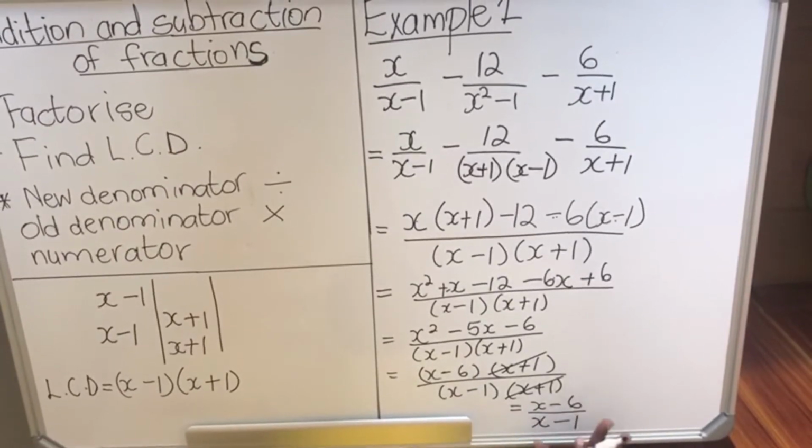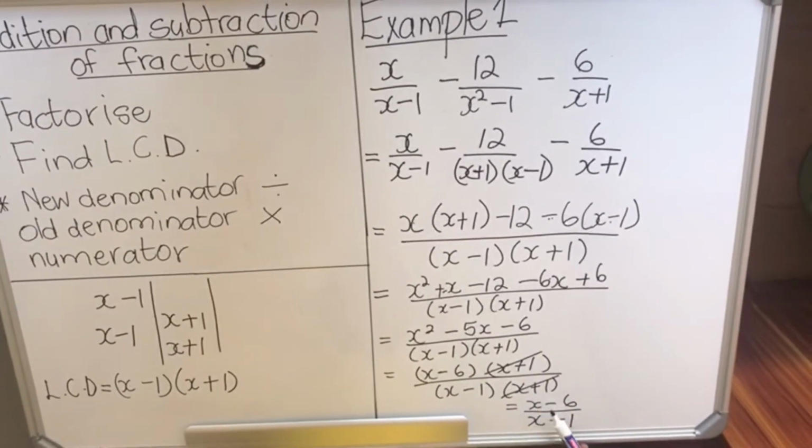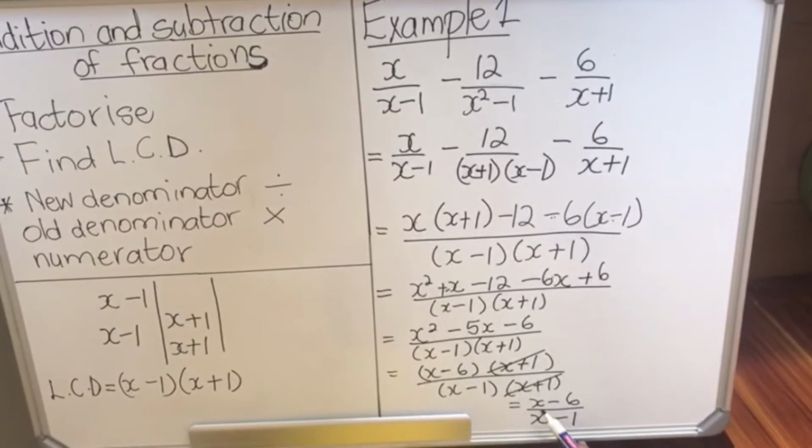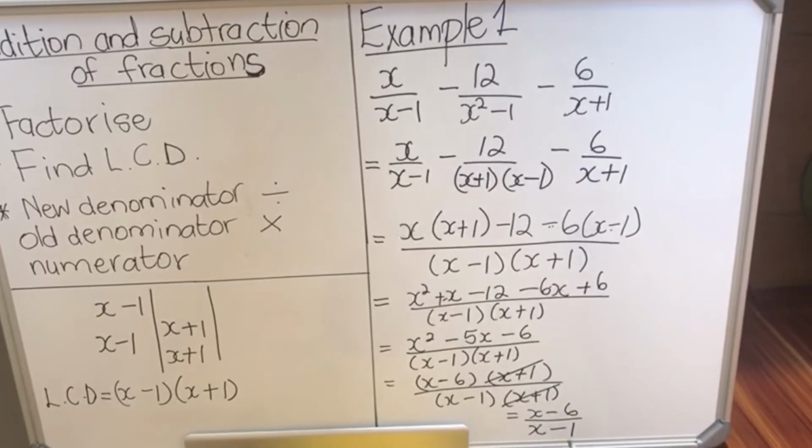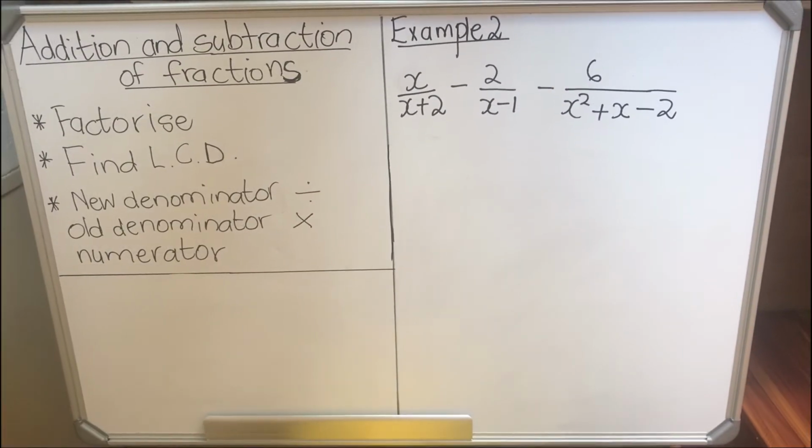You can't cancel anything here because you have terms. You have a minus between. You don't have factors. You can't cancel. You can't cancel the x and the x. Nothing cancels. This is your answer. Let's look at example 2.